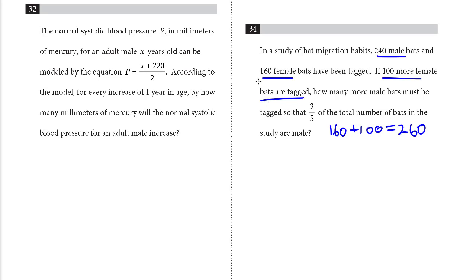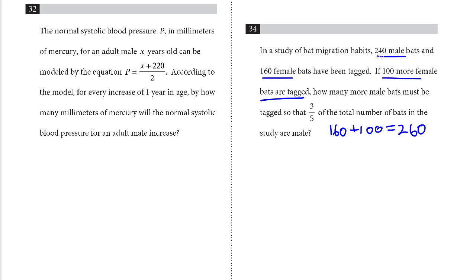Okay, there are a couple ways I can approach this. I can do it with formal algebra, or I can actually work it through mentally in my head pretty quickly. In this case, I know 3/5 are male. That means 2/5 are female. So 260 represents 2/5. 1/5 would therefore be half that, or 130. So if that's 130 per 1/5, the males are 3 times that to be 3/5, so they must be 390.